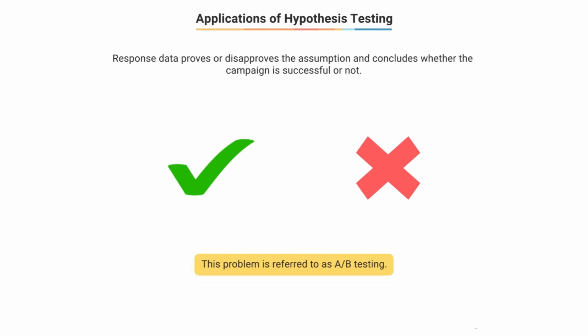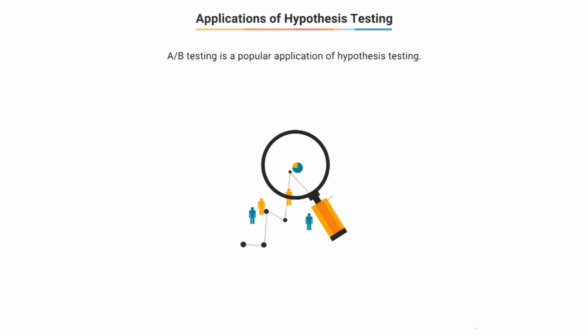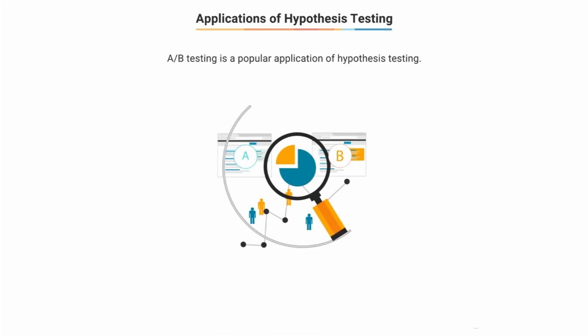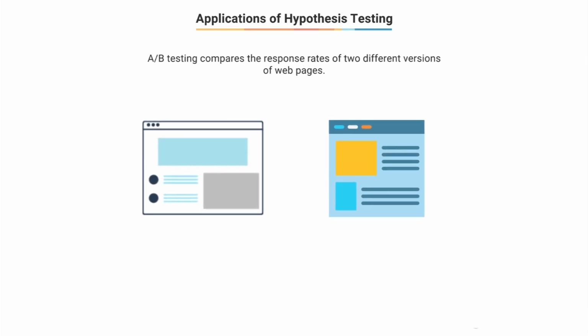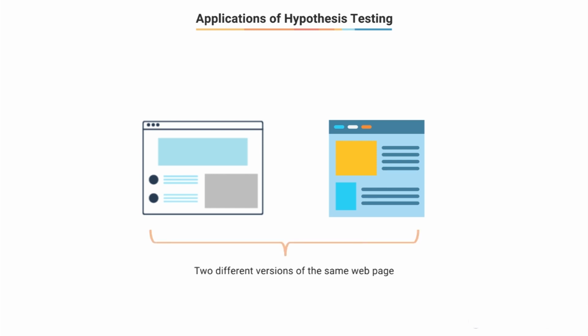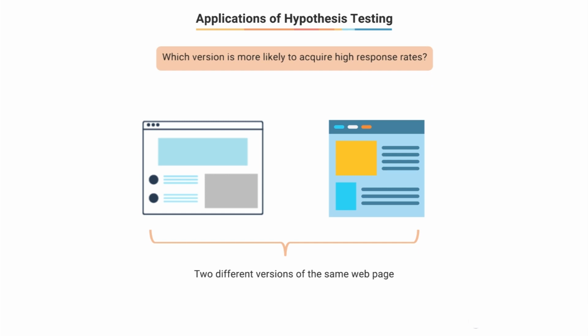Such problems are known as A/B testing, and this is one of the most popular applications of hypothesis testing. Apart from marketing campaigns, A/B testing is also used to compare different versions of web pages. So for example, here you can see two different versions of the same web page, and you want to know which version is more likely to get high response rates from the users.